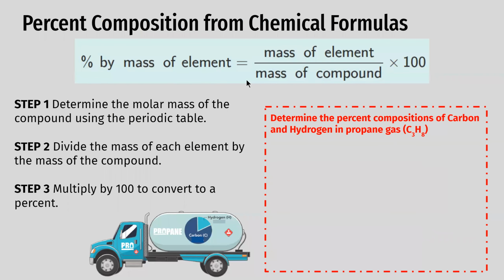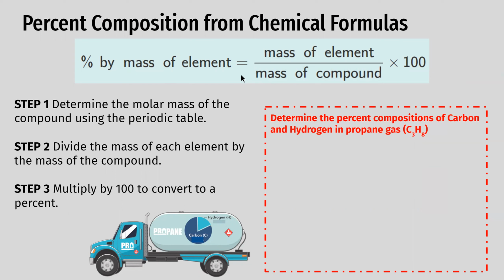To determine the percent composition from a chemical formula, it's really no different than determining the percent that you would get on a test or a quiz, where you take your part, or your total number that you got correct, and divide that by the whole, or the total number that was possible on the test.